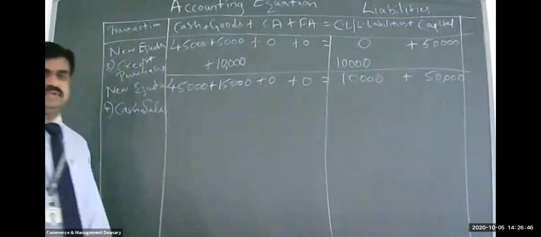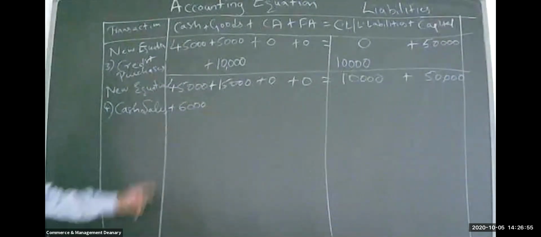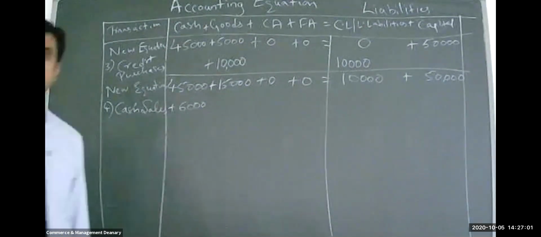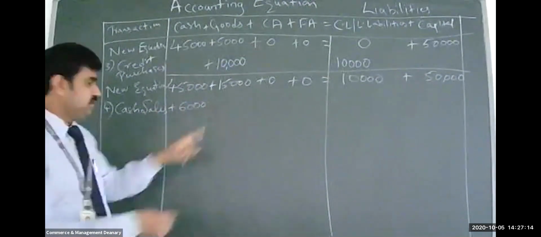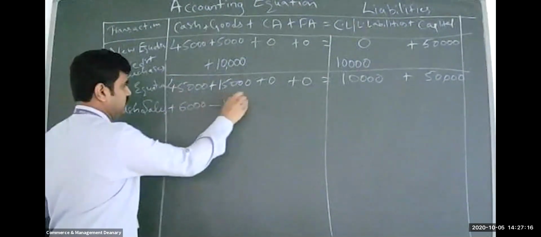So how much cash is coming in? 6,000. Plus or minus? Plus. If cash is going out, you have to write minus. So how much worth of goods is going out? 4,000. Minus 4,000, because 4,000 worth of goods is going out.